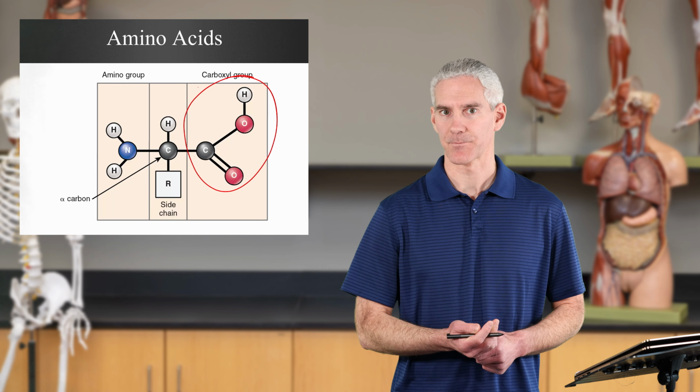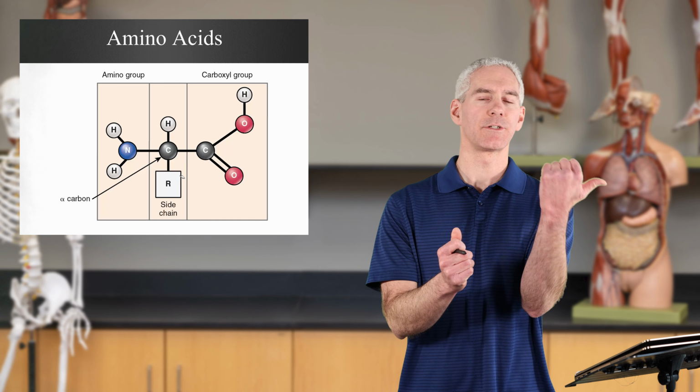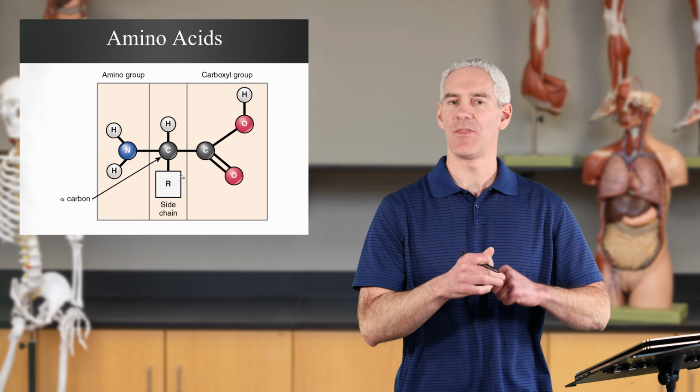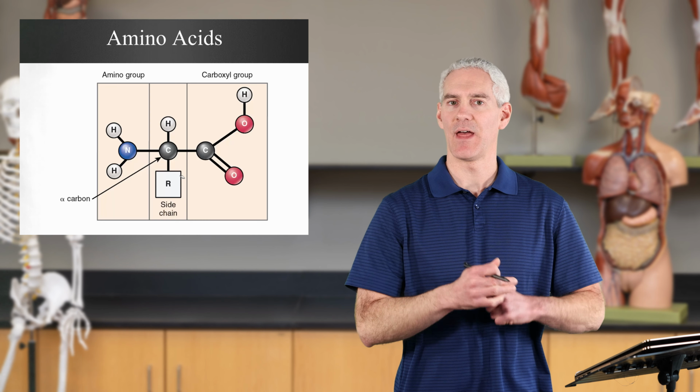But every one of the 20 amino acids have the same basic structure. Central carbon, amine group off one side, carboxyl group off the other side, hydrogen, and then the radical group, what makes it unique for each one of the 20 amino acids.